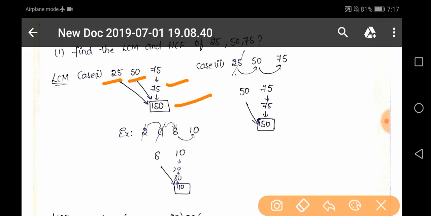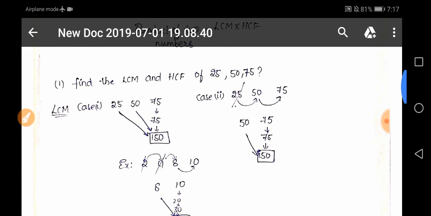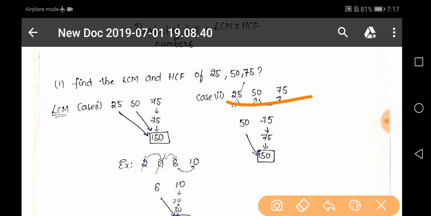150 will be cancelled by 25 and also by 50, so here we'll take the LCM as 150. Or else you have another method too. You can eliminate the numbers when you have more numbers. See, 20, 50 and 75.